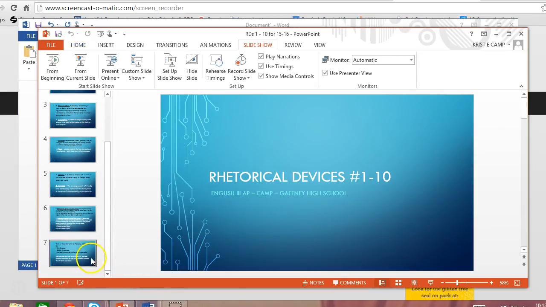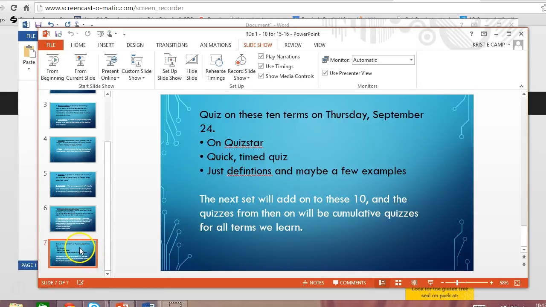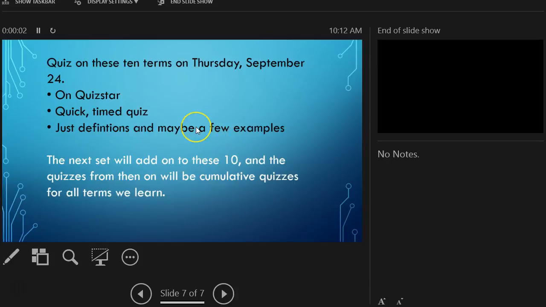So now, remember that you need to study these 10 terms. You will have a quiz on these 10 terms on Thursday, September 24th. We'll do it on QuizStar. It'll be a quick, timed quiz. You will have some definitions and maybe a few examples. Next week, I will add 10 more, and your quiz will be on all 20, but we'll do 10 at a time. Have fun. If you have questions, ask me in class.